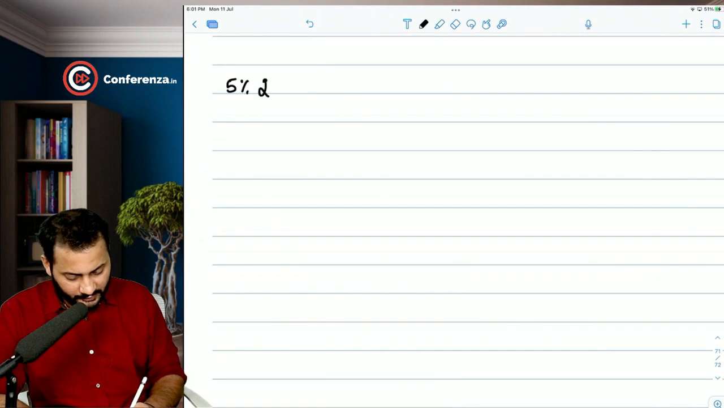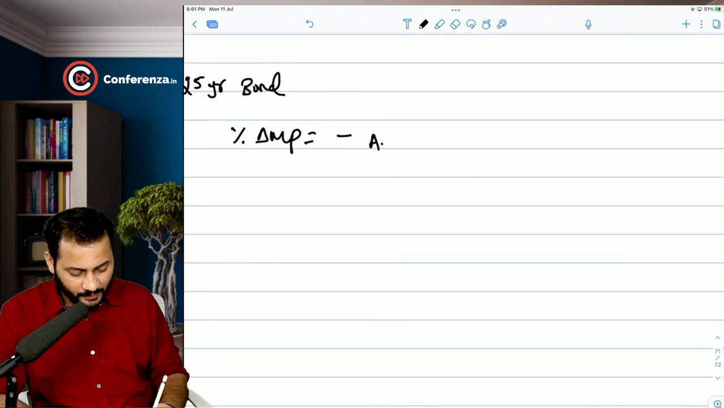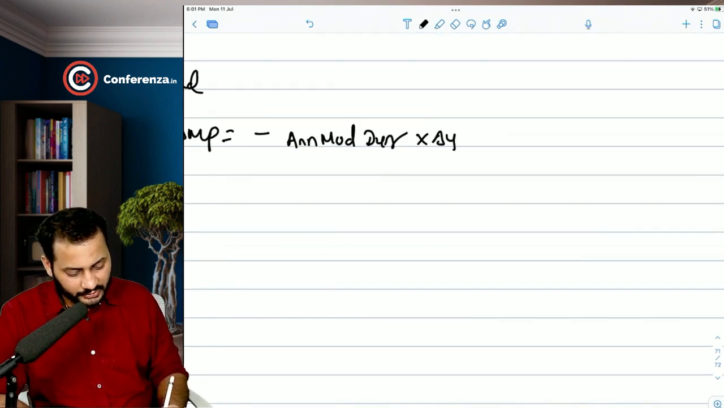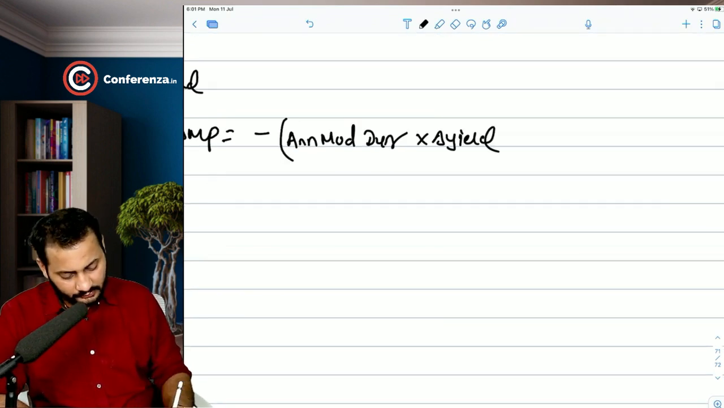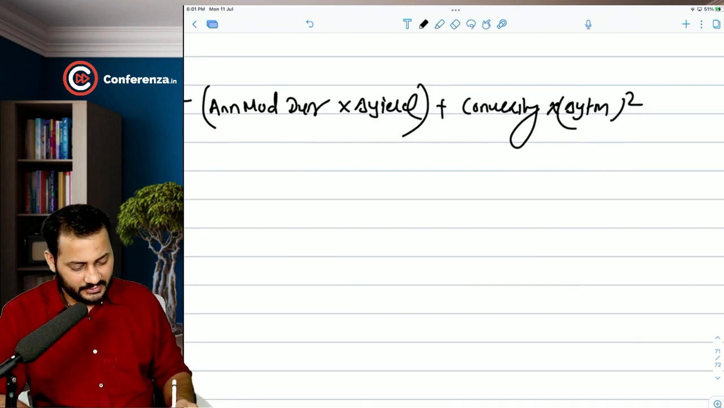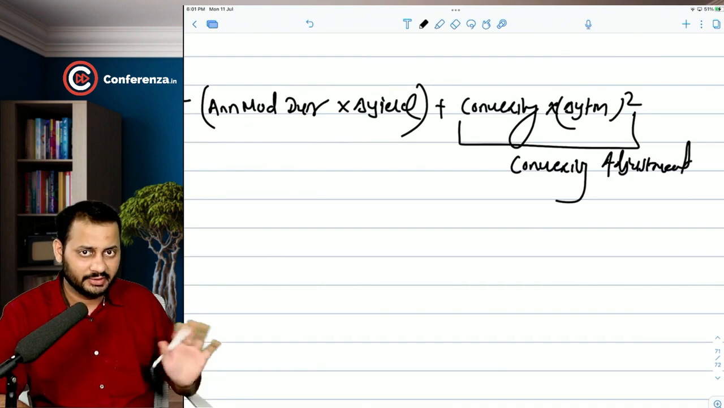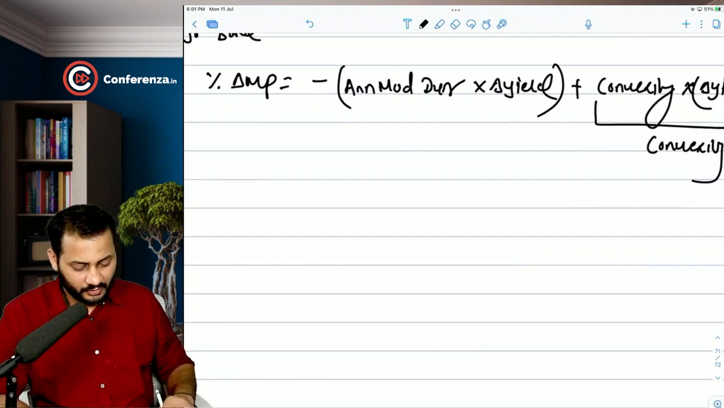5%, 25-year bond. Percentage change in market price is equal to, we start with the minus sign, annual modified duration into change in yield, plus convexity into change in yield (YTM) square. This entire part is called the convexity adjustment, which we have already calculated in the second part. So we'll put a direct figure here.